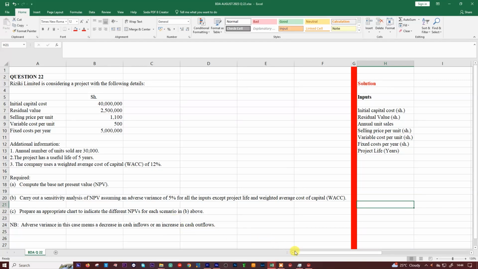So what we're going to do, ladies and gentlemen, you can see towards the right of the screen over here that we've developed inputs: the initial cost, the residual value, the selling price, the variable cost per unit, the fixed cost per year, and the project life. So what we're going to do then is identify the major inputs towards the right.